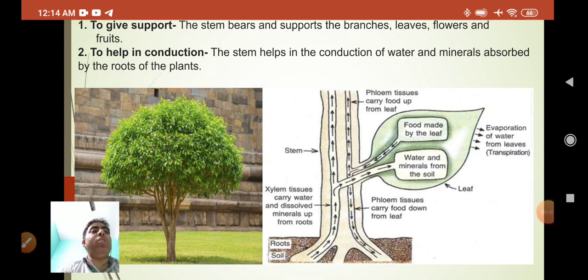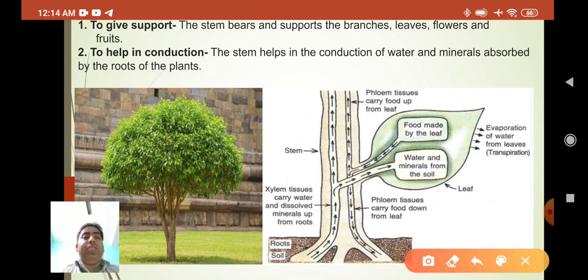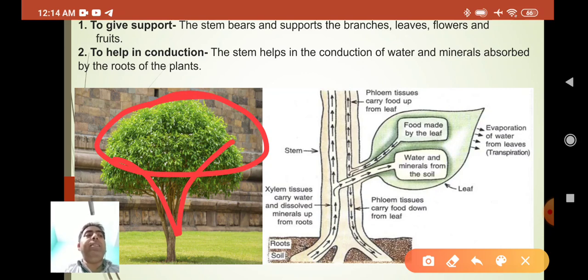One more function of the stem is that the stem bears branches. Okay, you can see the stem bears different branches. Leaves it also contains, flowers it also contains, buds and fruits it contains.